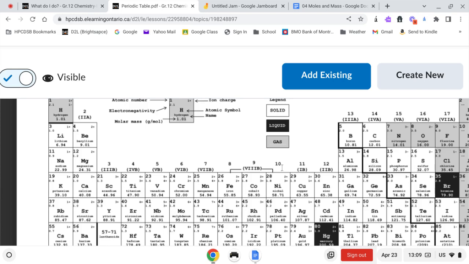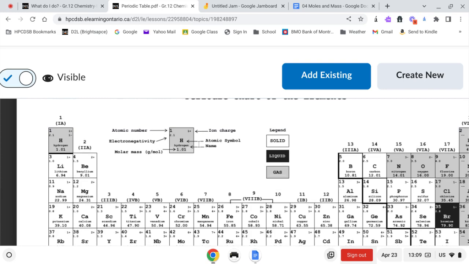Now, if you look at the periodic table and the legend over here, there's atomic number in the corner, there's ion charge, there's the name. And then down here, the very last number that's listed is called molar mass. And notice the unit, grams per mole. So this becomes a really important number to us now, very, very important as we go through and do our calculations.